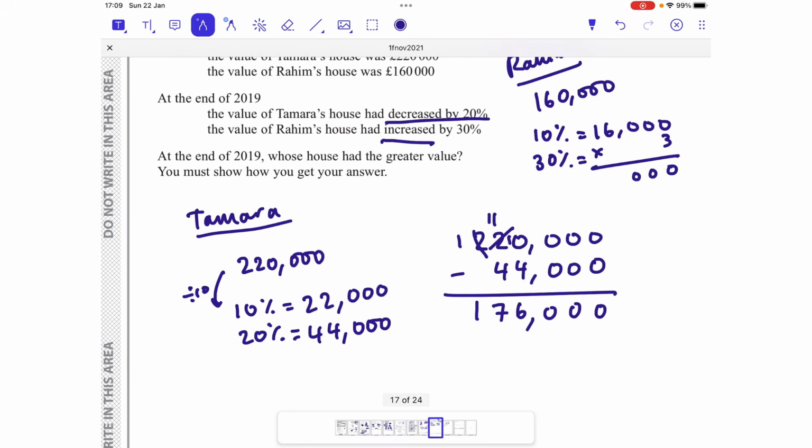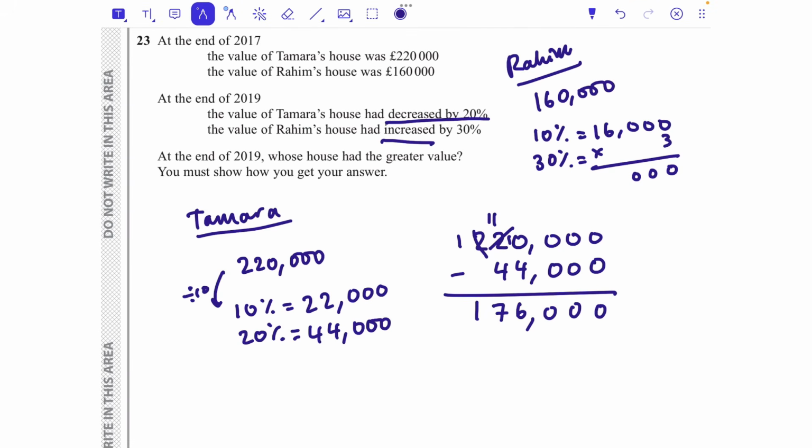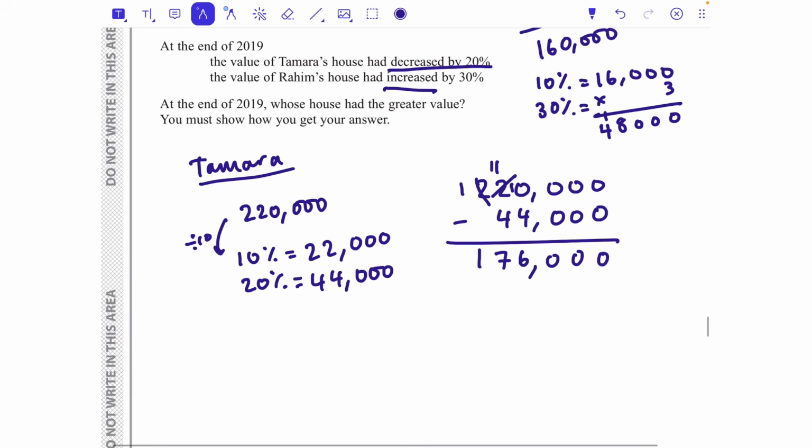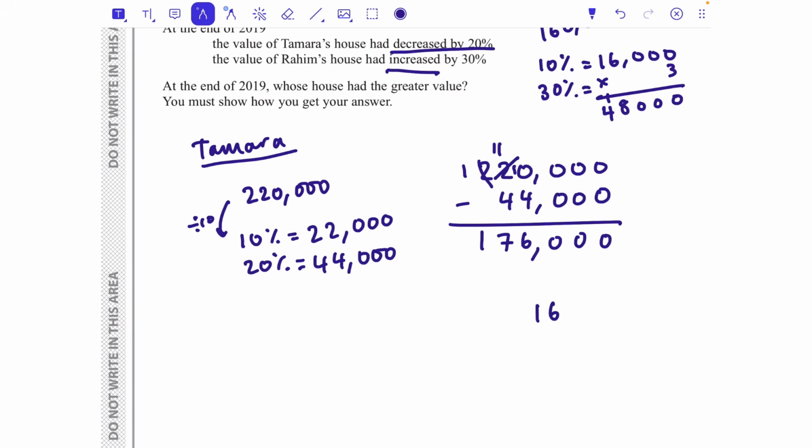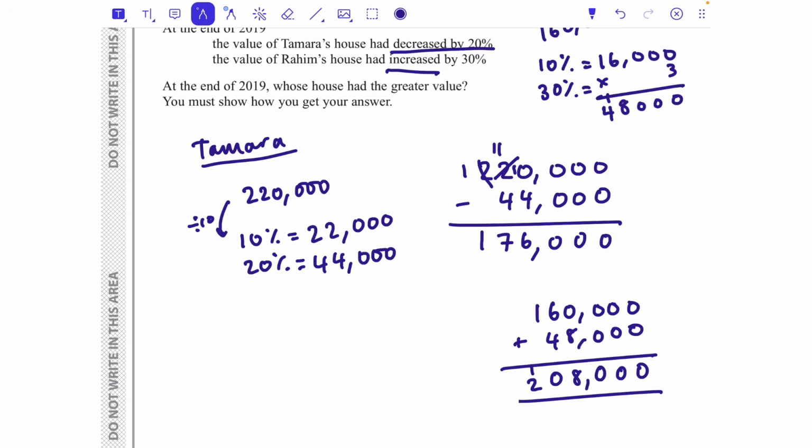and that is 0, 0, 0. 3 times 6 is 18, so 8, carry the 1, and 3 times 1 is 3, add that 1 is 4. So we've got 48,000, which we need to add on. So I've got 160,000 for Raheem, add on 48,000, which is the extra 30% that he's made. 6 add 4 is 10, so 0 carry the 1. And there we go, 208,000.